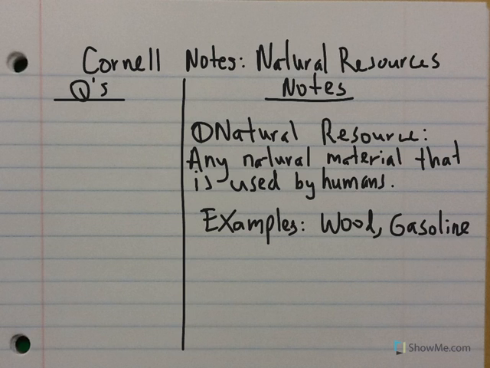Some examples would be wood or gasoline. Wood that we build our homes and our buildings with comes from nature. Gasoline comes from the ground, which is nature as well.